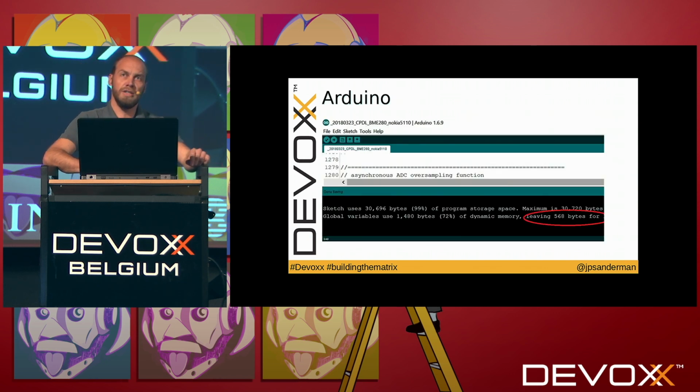Now, on the other hand, the Arduino is a microcontroller, meant to continuously run one small program at a time. It has very little memory, and you have to keep that in mind. As the example shows here, I have 568 bytes left for my local variables. I don't know about you, but that's not the amount of memory I'm used to when working with my Java programs.